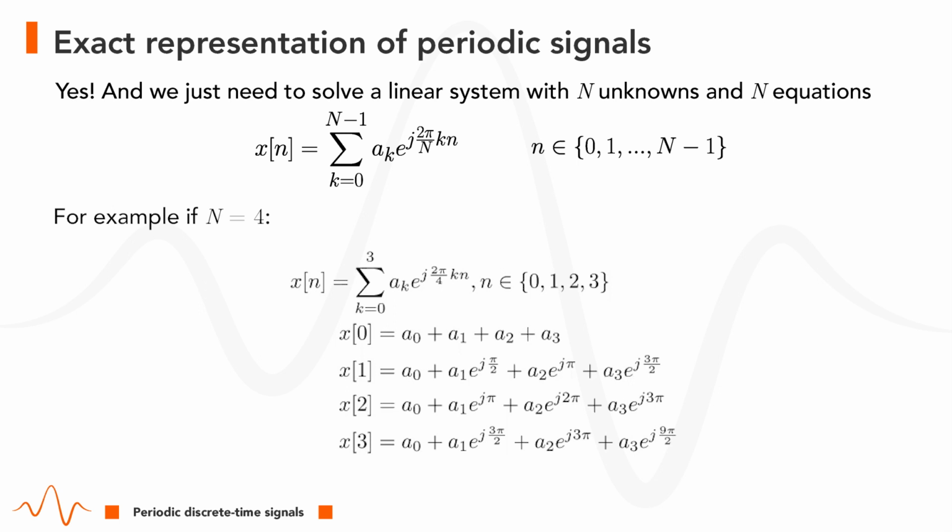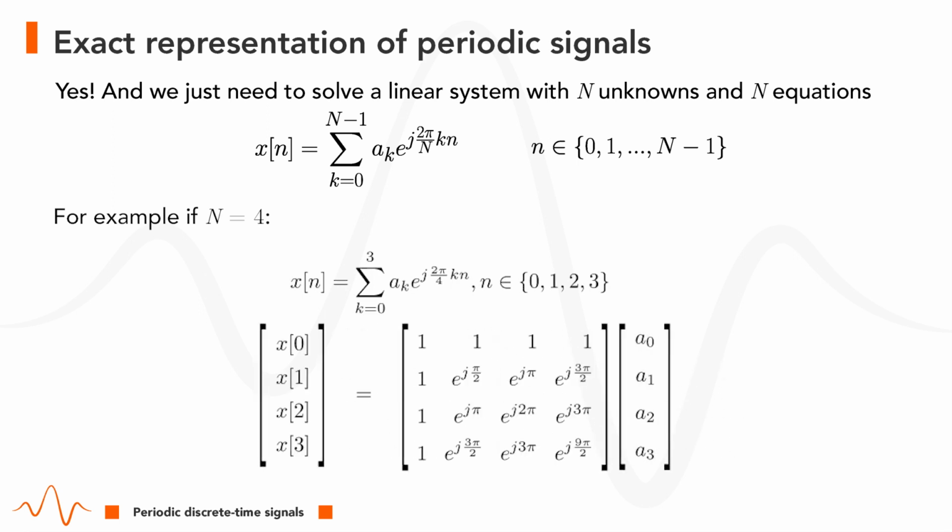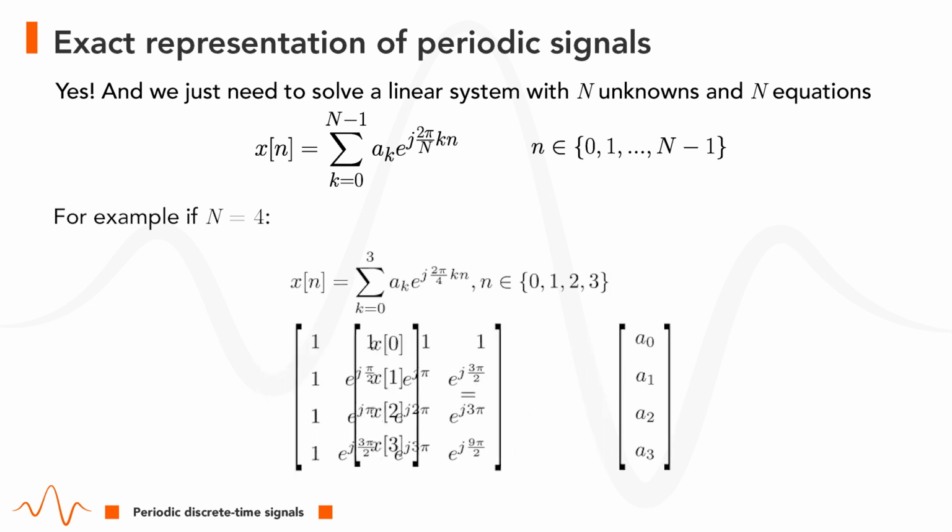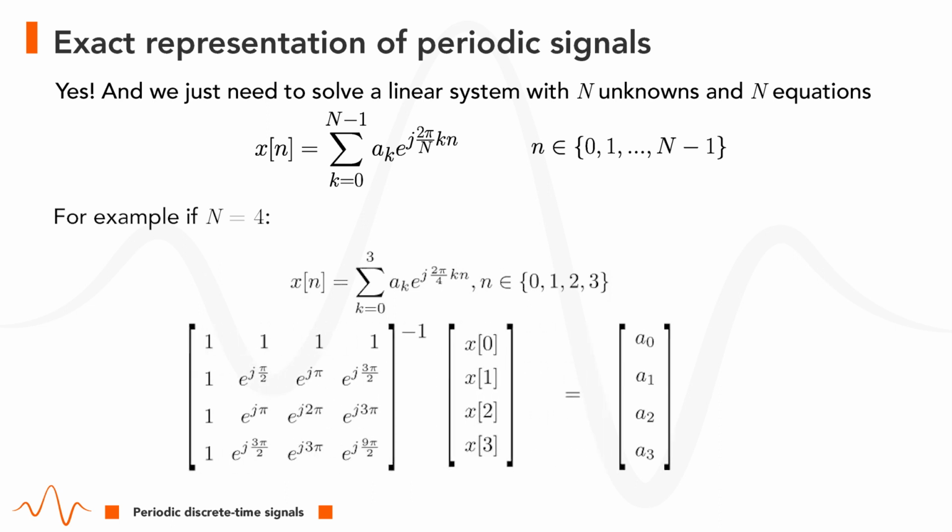Now, to solve this, there are many methods. For instance, the Gauss-Seidel method. You can use whichever method you want. But at the end of the day, this is nothing more than a linear system of equations. We can write it in a matrix form as a vector x0, x1, x2, x3, which is known, equals a matrix times the unknown, and we can, for instance, invert this matrix and write a closed form expression for the a0, a1, a2, and a3.